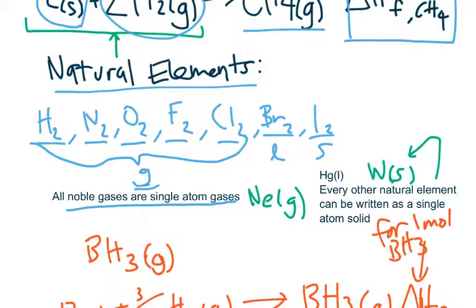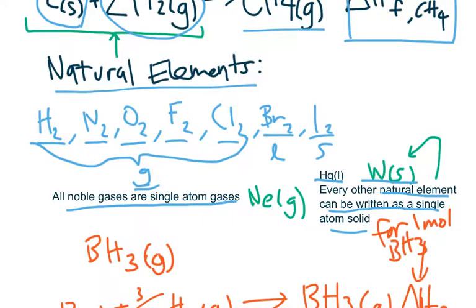Now, there is also another exception. Mercury, which can be considered one atom, is a liquid at room temperature, so its natural state, which is, I guess, its state found on this planet at a normal temperature, is going to typically be a liquid. Now, every other natural element can be written as a single atom solid. So, for example, if I wanted you to write tungsten in its natural state in nature, then you would write tungsten W and put a solid form right next to it.